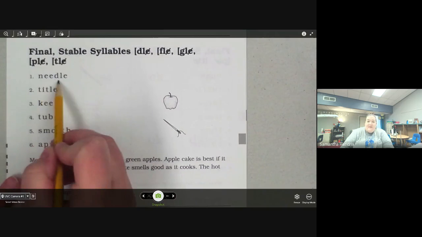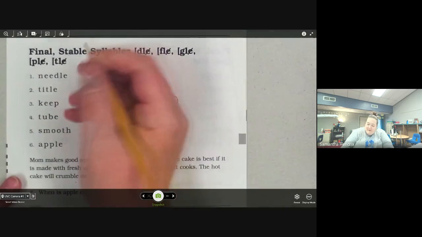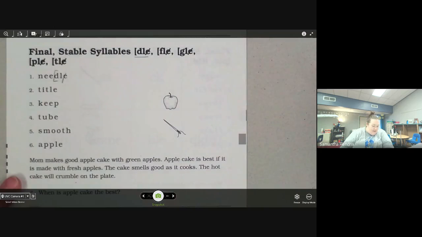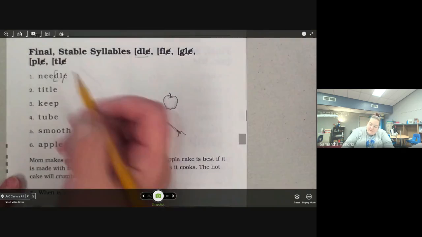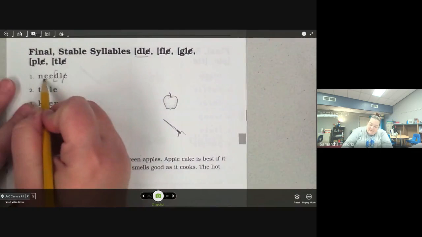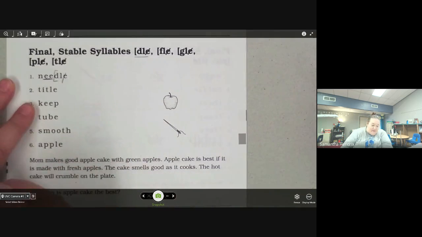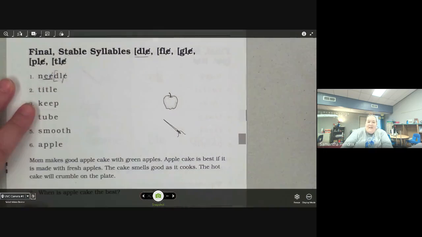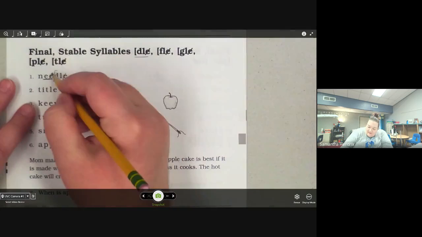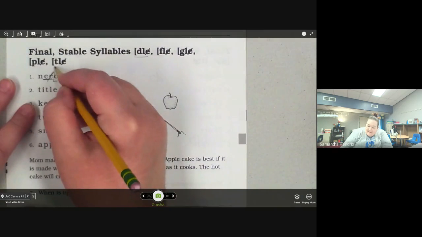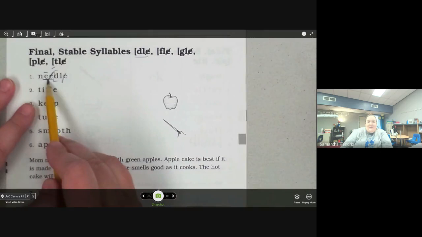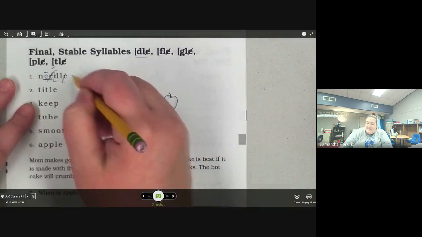So let's look at this one. We have DLE, so it shows you even how to code it, okay? Bracket and mark out that E. Okay, now what else do we need? This is digraph double E. So we only say one E, so mark that E out. Accent, and then this is long. So needle, needle. There's a needle right there.